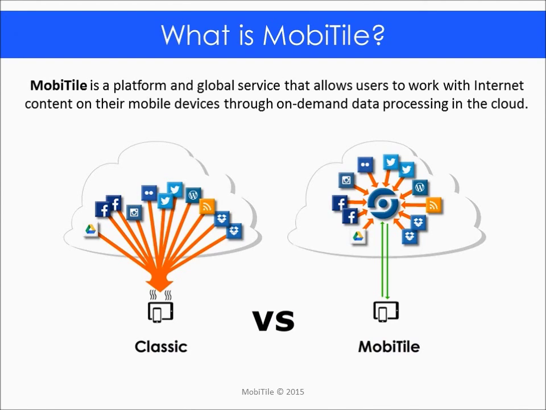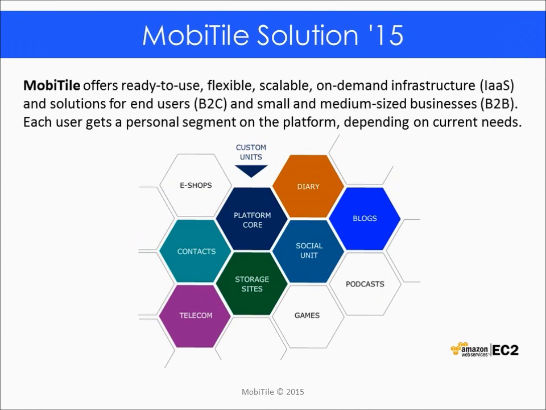What does MobiTile look like? First and foremost, MobiTile is a flexible, scalable platform helping users to handle various tasks using both existing and newly connected modules. In its current form, the platform consists of an expanding set of interconnected modules including System Core, Contacts Module, File Storage Module, Social Module, Diary, Blogs, Telecommunications Module. The following modules are currently in development: Podcasts, e-shops, Games. The platform also allows modules from outside developers to be connected.